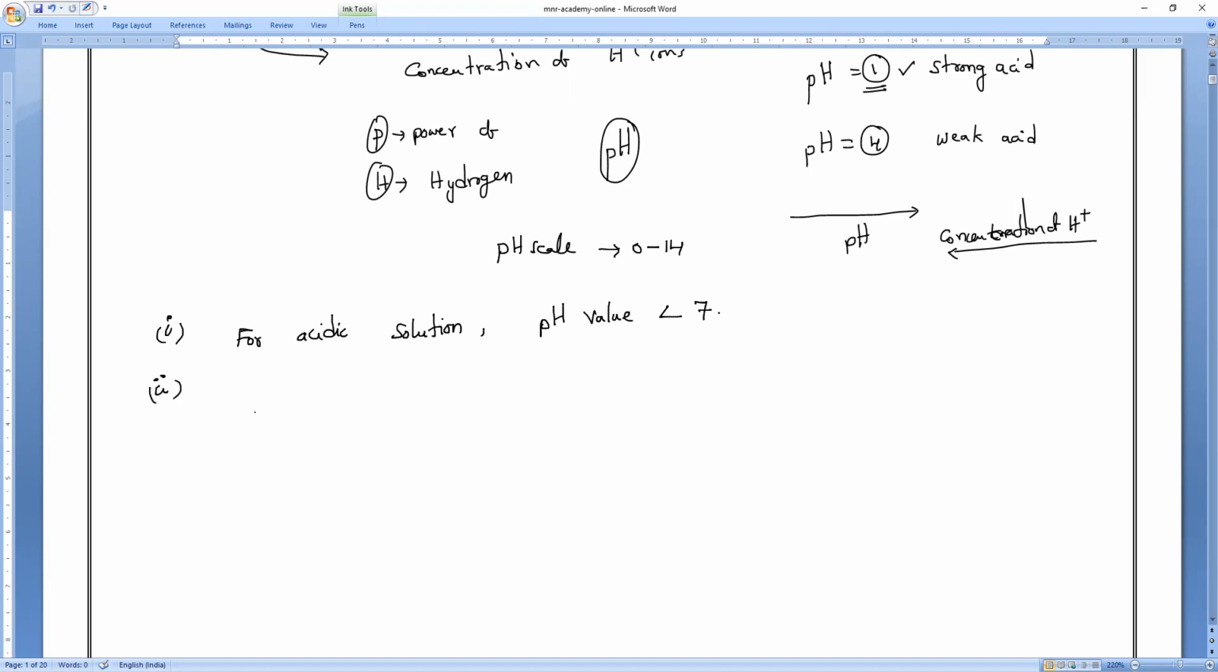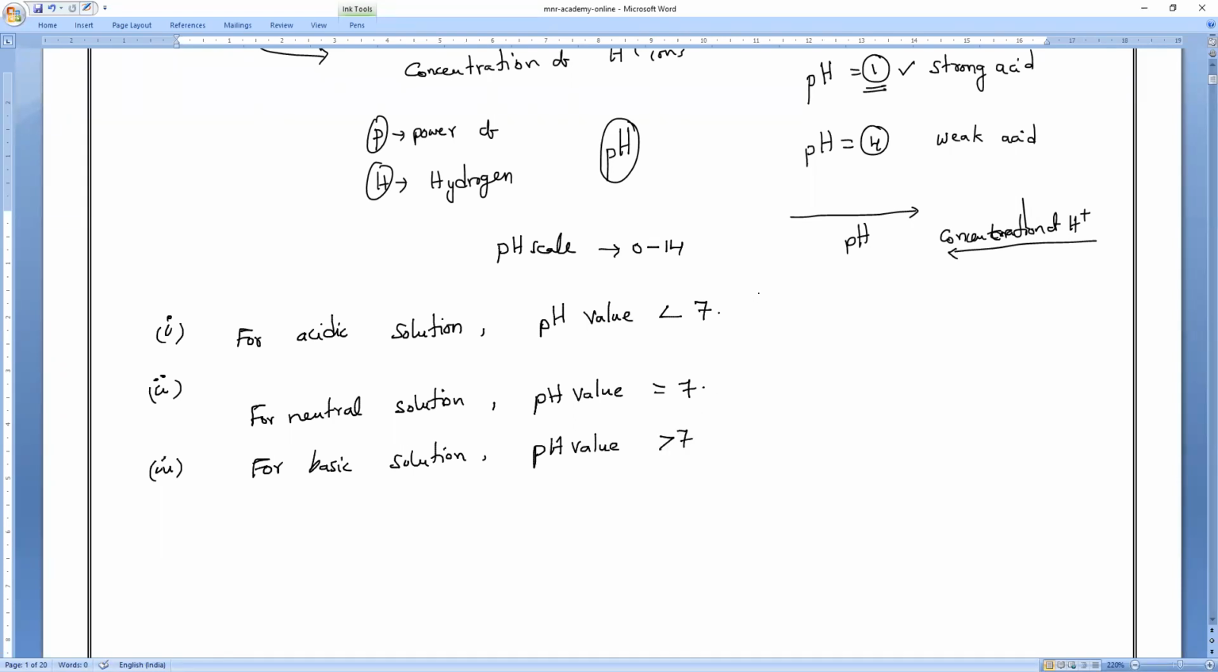That is what. Next, for neutral solution, if you notice, the pH value is equal to how much, guys? 7. Equals to 7. Understanding? And for basic solution, or alkaline solution, the pH value must be where, guys? Greater than 7.